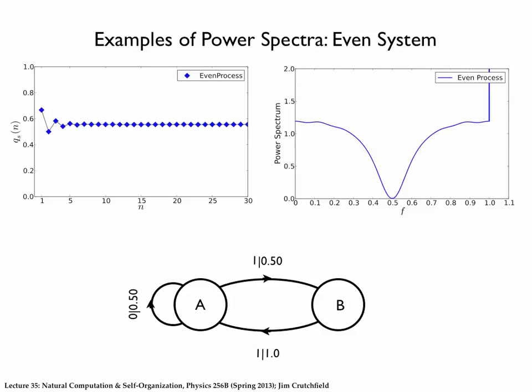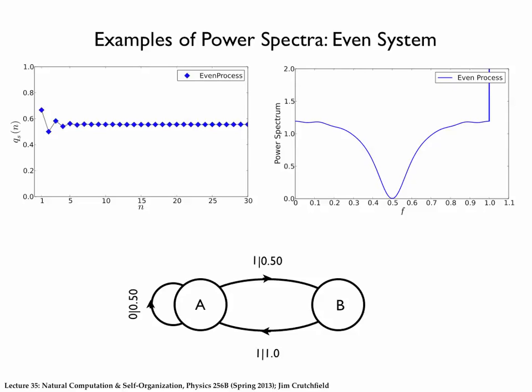Another thing to notice is that the correlation functions die off very quickly. So this doesn't have a whole lot of structure at long distances. It turns out that this also goes to an asymptotic value of 5/9, the same as the golden mean.